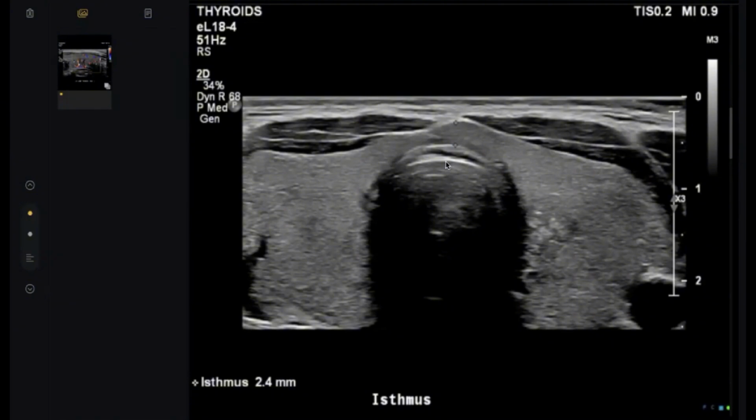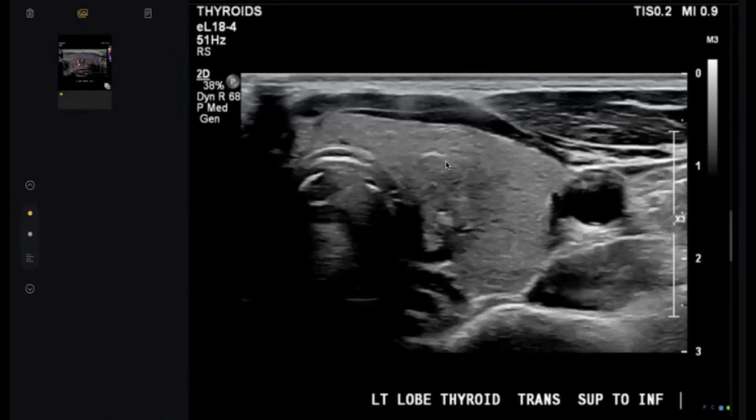So see my colleague, what happened here? Taller than wider and calcification. Ill-defined, heterogeneous, mainly hypoechoic, taller than wider. This nodule is at least TI-RADS 5. This is sure malignant, or at least malignant until proven otherwise.